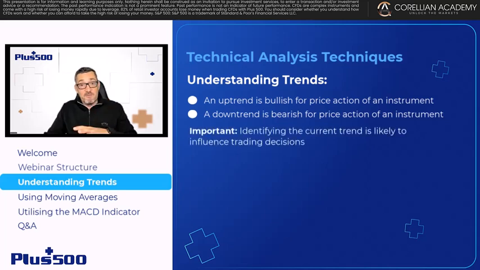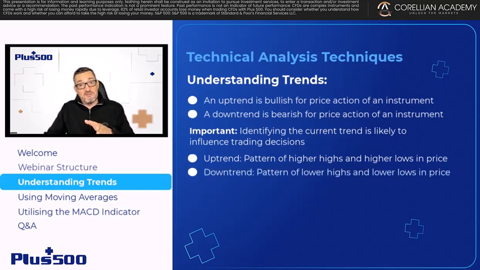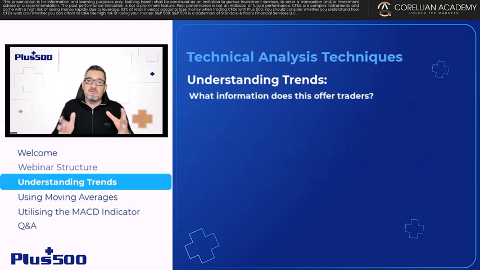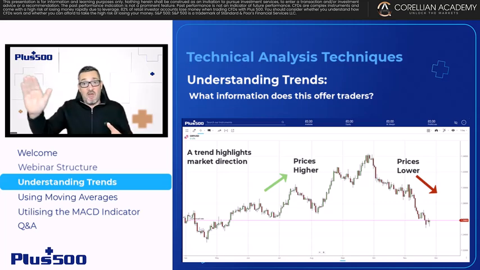Now, for traders, that's important because identifying the current trend for any particular asset is key, and because it could influence your trading decisions. An uptrend is a pattern of higher highs and higher lows in price, while a downtrend is the opposite, a pattern of lower highs and lower lows. But what information does this offer us as traders? Well, first, a trend highlights market direction. In other words, where prices are currently moving, whether it's higher or lower.